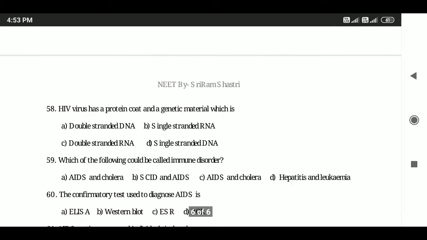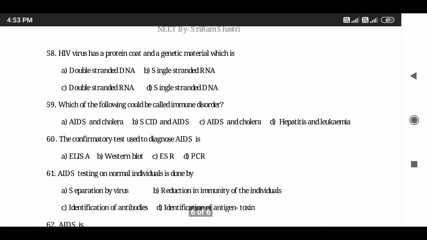Coming to the next question, that is 58. HIV virus has a protein coat and a genetic material which is double-stranded DNA, single-stranded RNA, double-stranded RNA, single-stranded DNA. It belongs to retrovirus, so it means it has a single-stranded RNA.